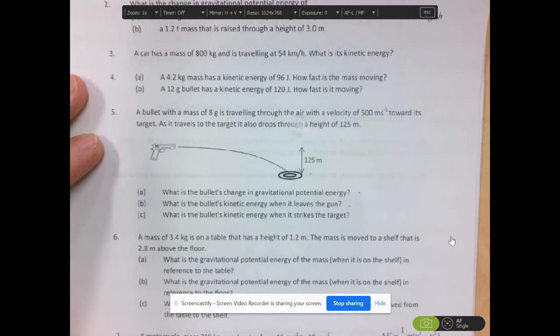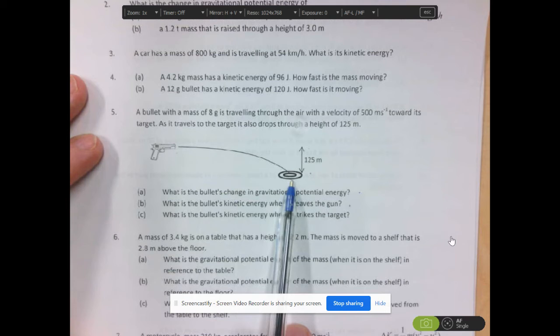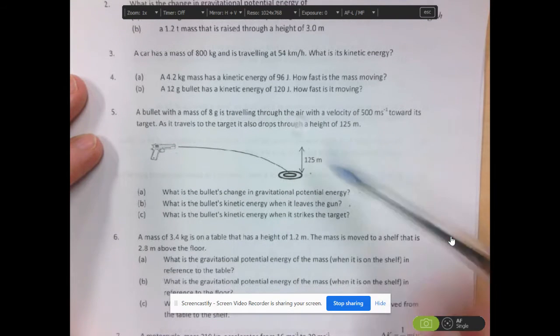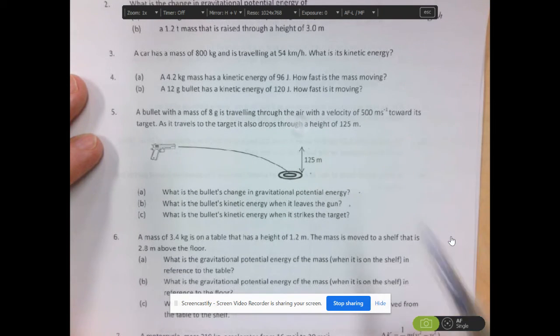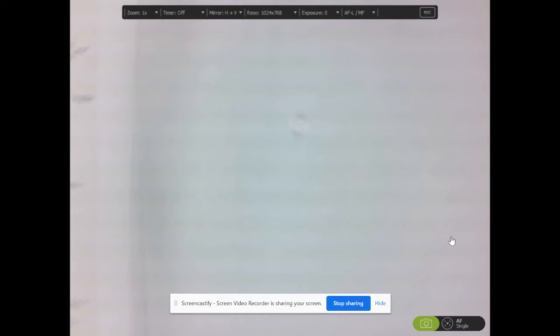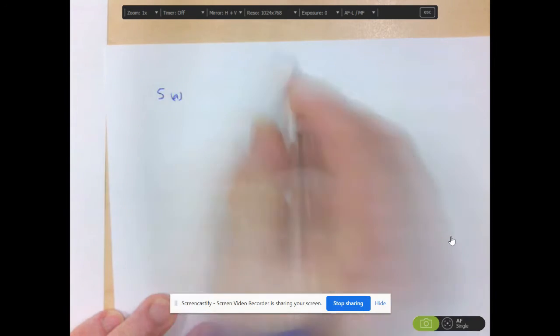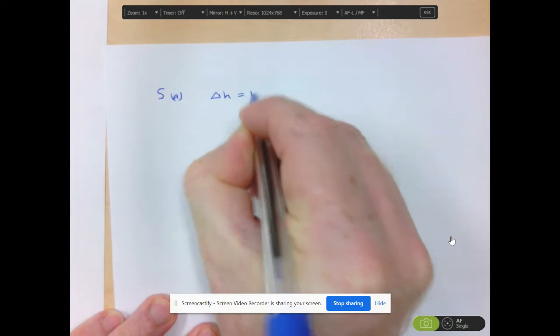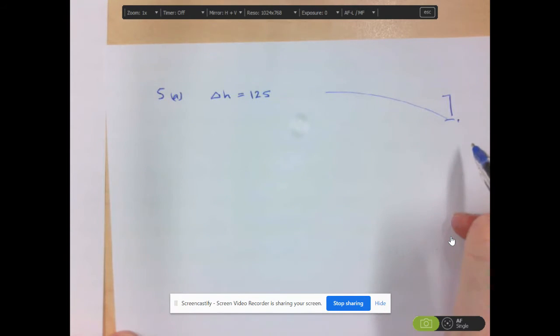Let's go through each of the questions sequentially. So the first one was, what's the change in gravitational potential energy? Now, even though the path is going through a diagonal, or actually it's parabolic, gravitational potential energy is only concerned with the vertical displacement. So in this case, delta H is 125. So 5A, we know that delta H is 125 meters. We don't care about the length of that path. It's just this section just here that we are needing.